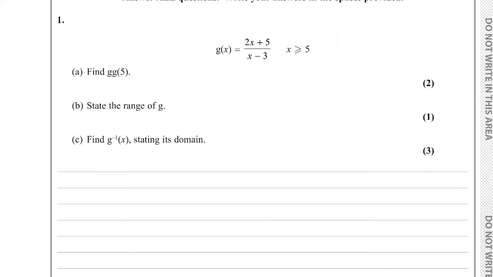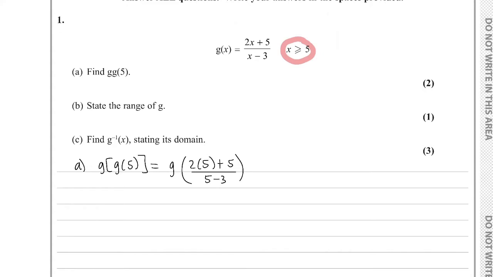Question 1, we're being given a function g of x equals 2x plus 5 over x minus 3 for x greater than or equal to 5. So we need to be careful of the restriction here on the domain. Find g of 5, where it's a composite function. So g of g of 5. We will first need to do g of 5, which is 2 times 5 plus 5 over 5 minus 3, which is 15 over 2.